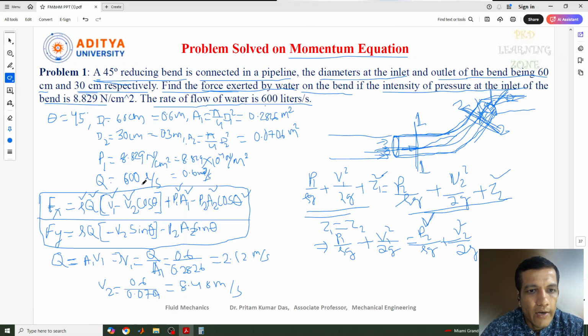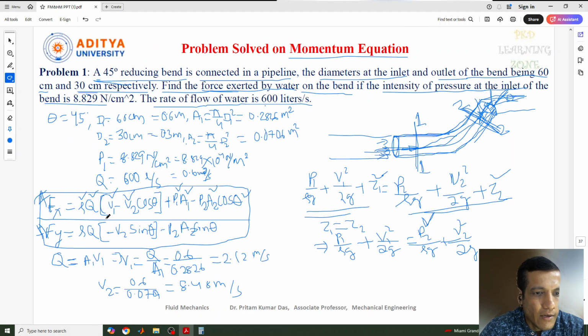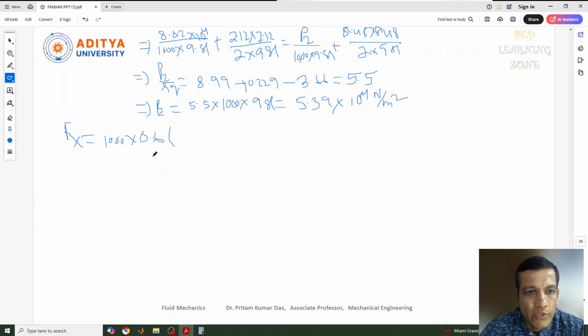Now what we need to finally calculate is the force in the x direction and in the y direction. Directly we'll go to this equation because we got all these values. So Fx equals rho 1000 and Q 0.6, rho Q (V1 minus V2 cos theta), where V1 is nothing but 2.12 and V2 is 8.48, cos 45.